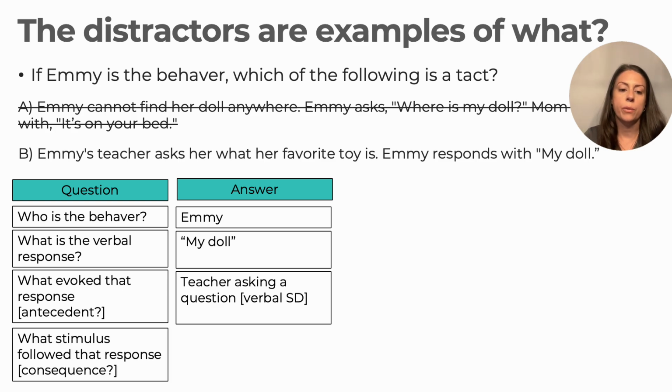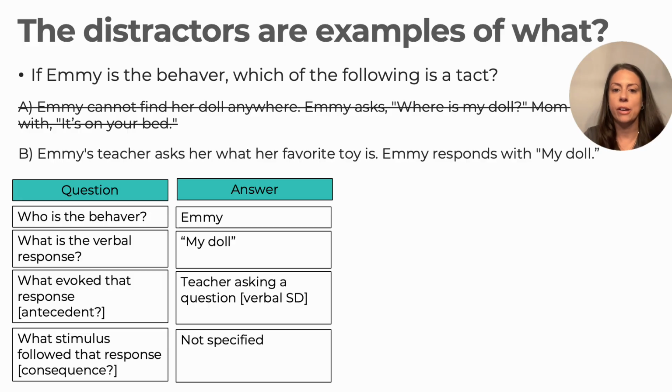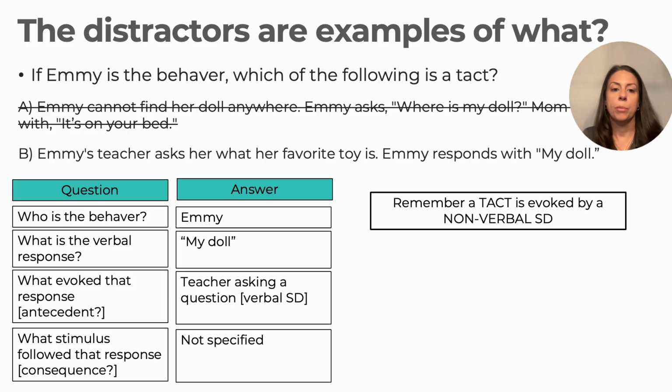What stimulus followed that response? It wasn't specified, and that's okay. We get enough information from the antecedent to help us answer this question. So remember, a tact is evoked by a nonverbal SD, and in this case, we have a verbal SD. So it's not a tact, but let's go ahead and figure out what it is.